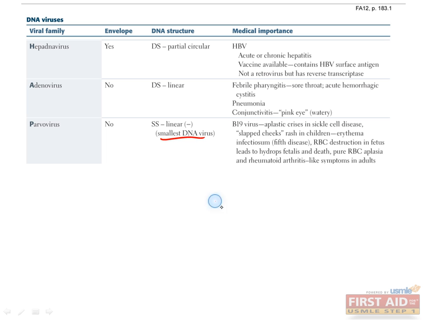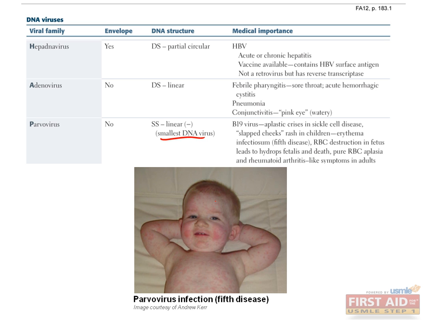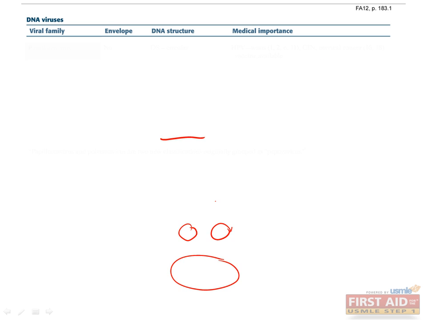Parvovirus is the smallest clinically important virus, measuring only 20 to 25 nanometers. It is responsible for one of the 5 most common causes of pediatric rashes, known as erythema infectiosum, which also goes by fifth disease or slap cheek rash. As you can see from the picture, the name comes from the bright red rash that appears on the cheeks of infected children, along with a lacy red rash on the rest of the body.